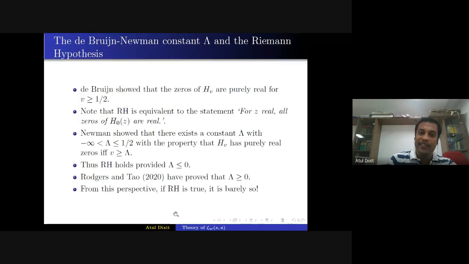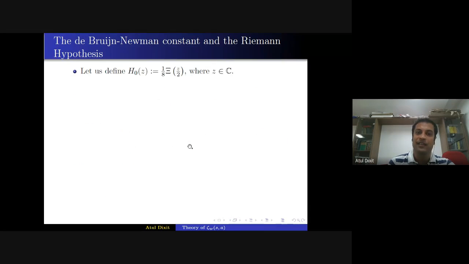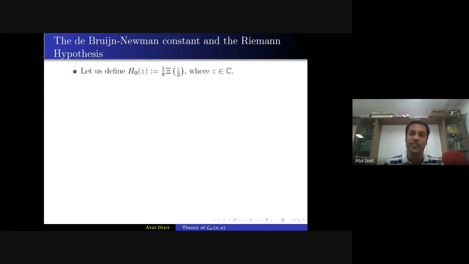Anyway, what I intended to say in these two slides is that these integrals of Riemann-Xi functions are quite important, because suppose you have a Fourier cosine transform of this along with certain other function in here, you can apply Fourier inversion and get new representations for this Xi function, and you have already seen that this particular expression is tightly related to the Riemann hypothesis. So there is another good reason to study such integrals.